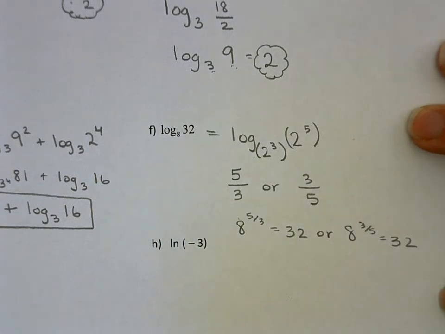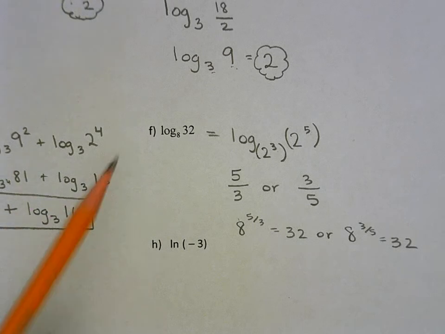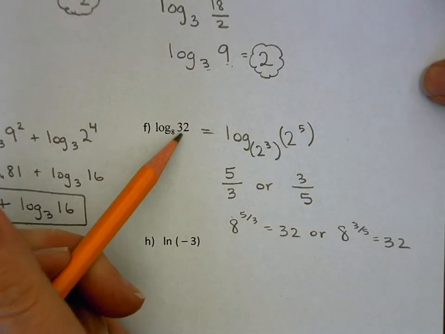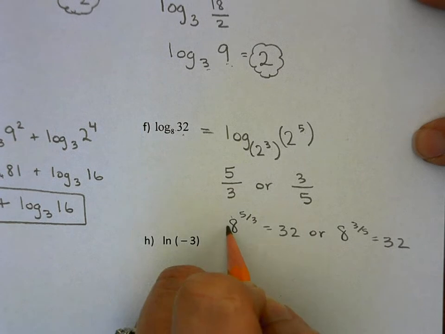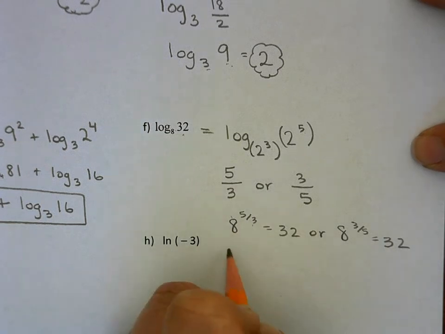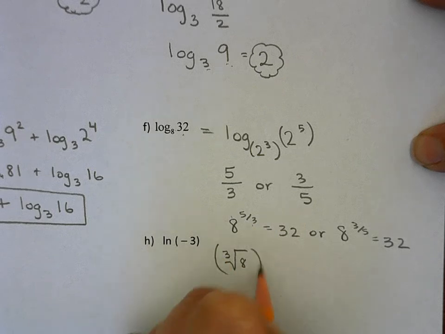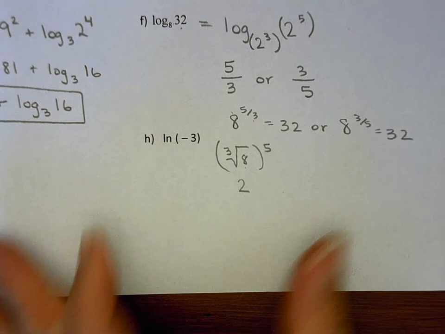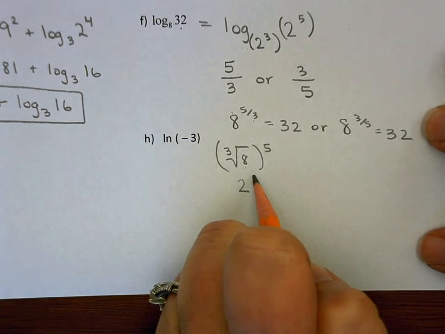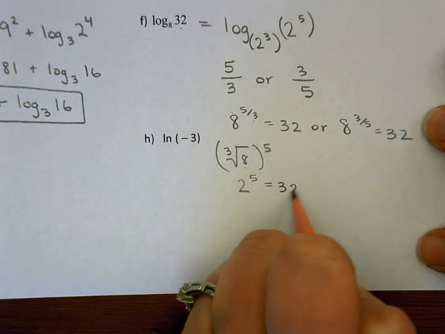Because isn't that what we're trying to figure out, what number has to go here to make it be a 32? If I look at just this part right here, a 1/3 means I'm doing a cube root. So that means I'm doing a cube root of 8, and I'm raising it to the power of 5. The cube root of 8 is 2, and 2 to the 5th is 32. So that was the right one, so I'm going to cross this side off.